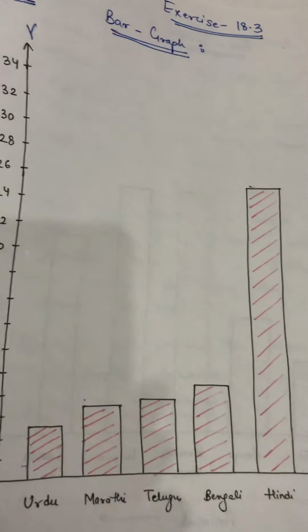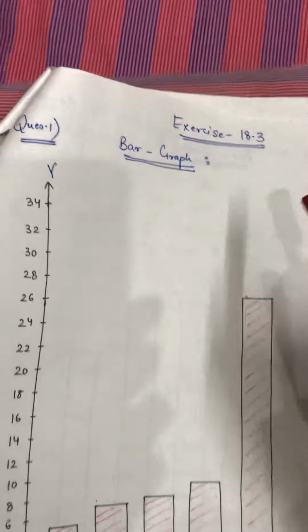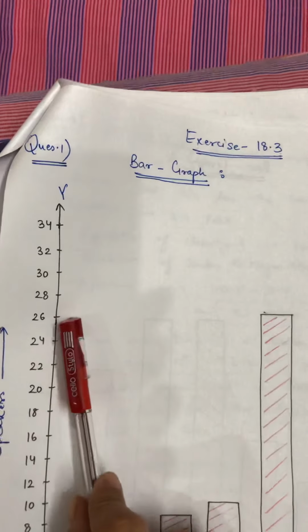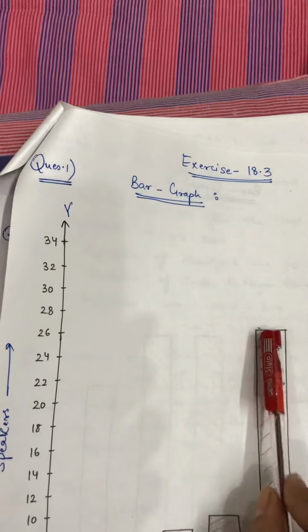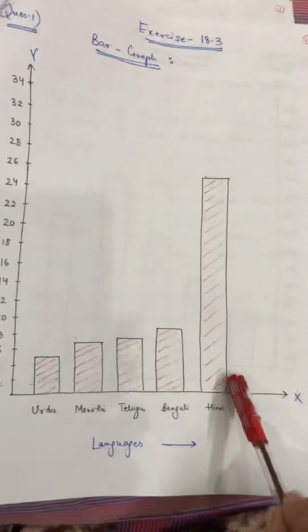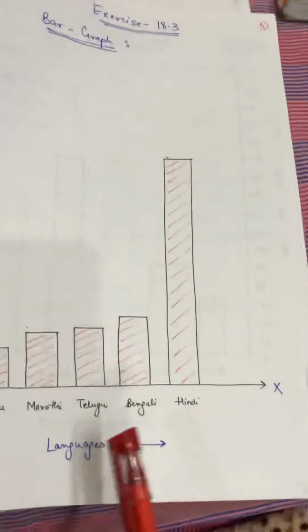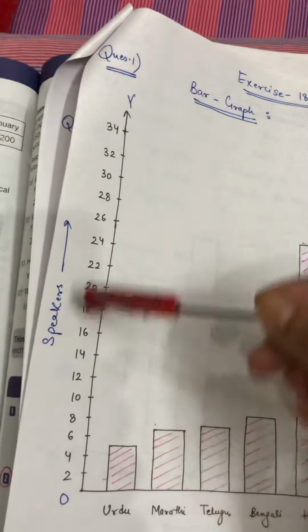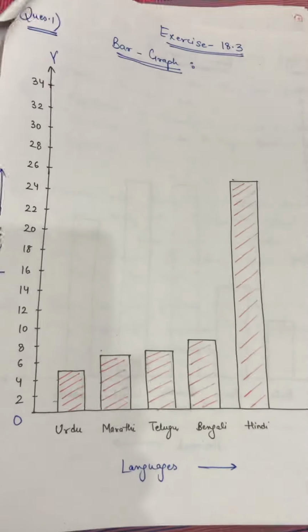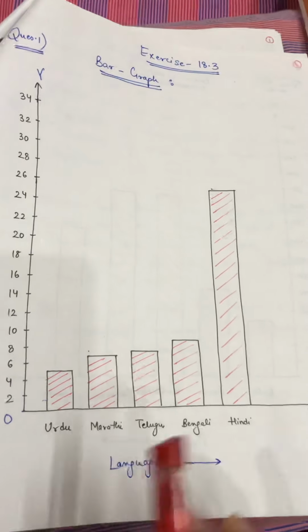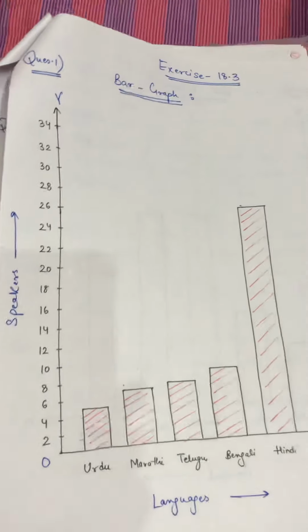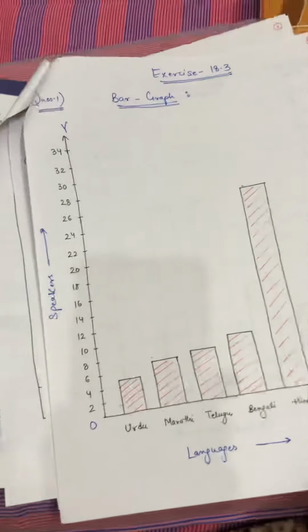All right, last is Hindi. Hindi is up to 26. So 26 is here, this is the exact 26. So take the bar up to here. Okay, so these all are the languages and these all are the speakers. So please identify the terms very carefully. All right, so this is your bar graph.